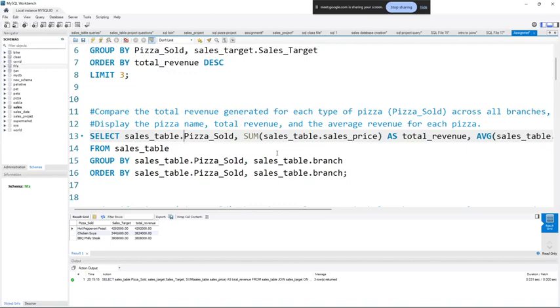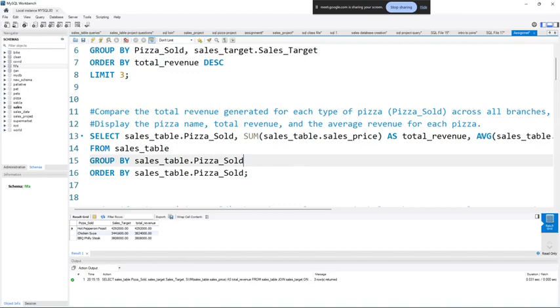Hold on. So we removed this, it is not there, sorry. So now we have this. So group by sales table dot pizza. Daniel, the average of what is that? It's not showing on the screen.